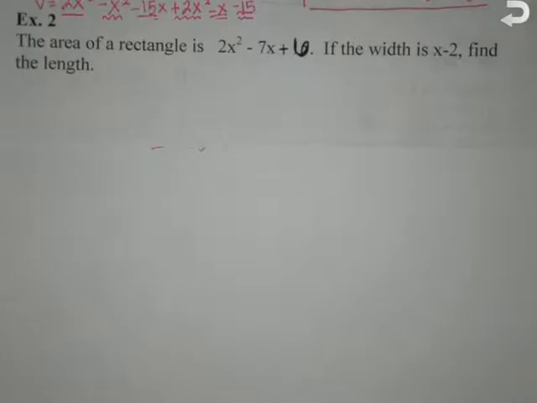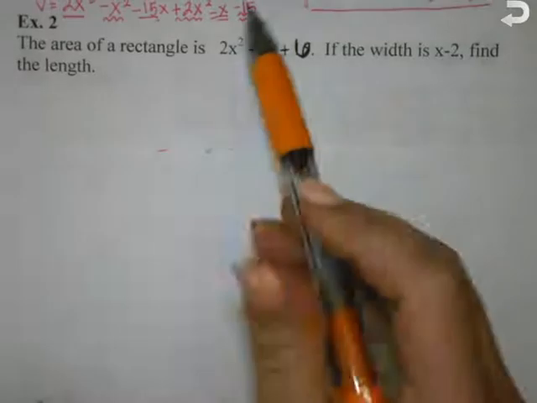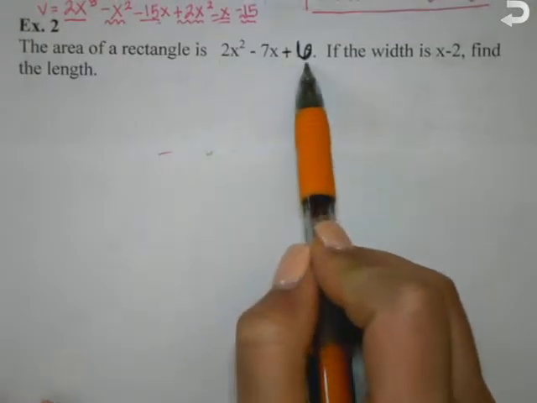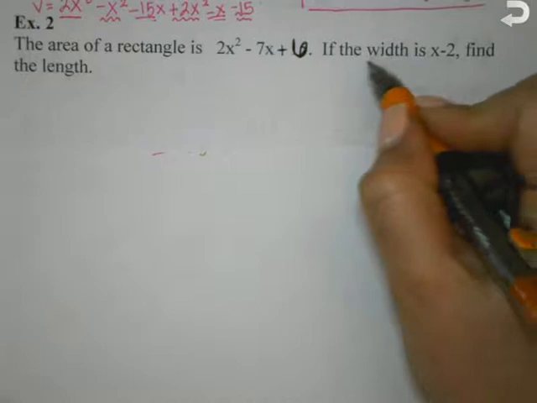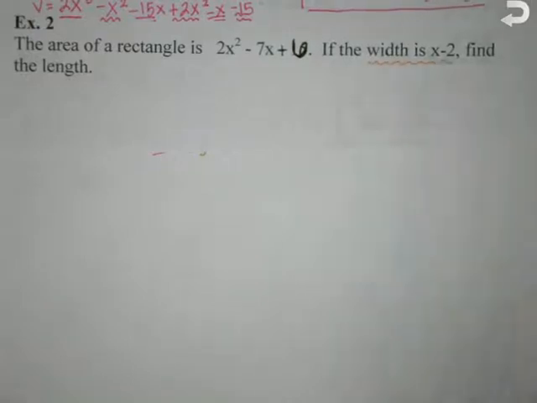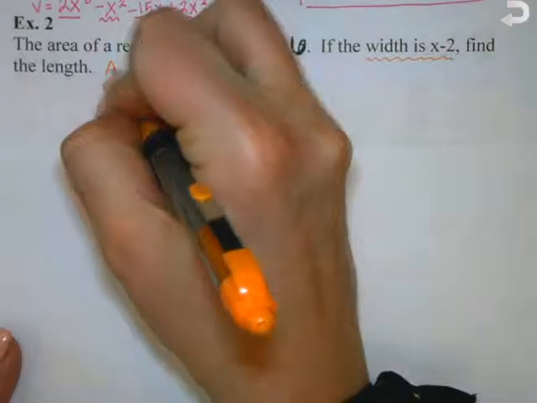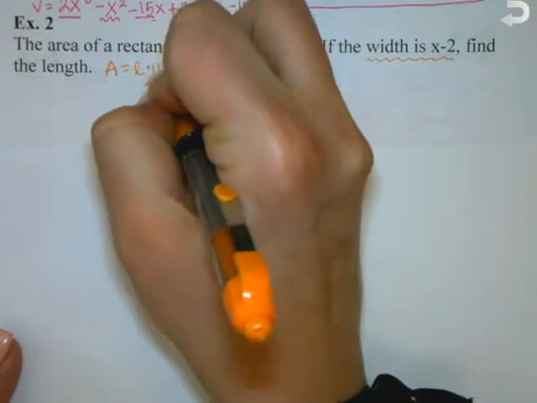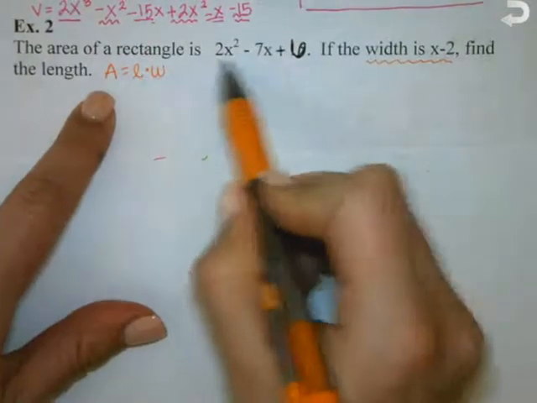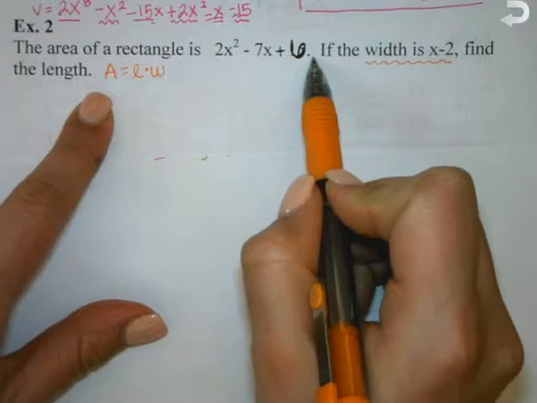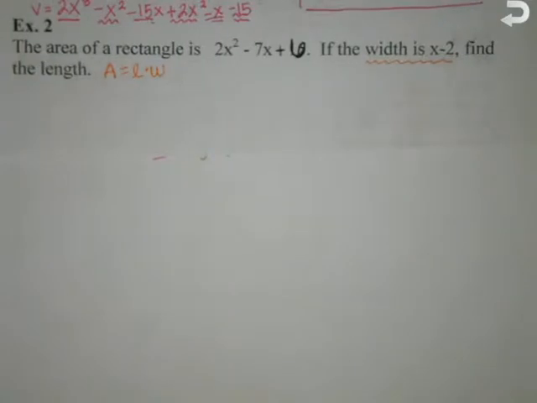All right, so problem number 2 tells us that the area of a rectangle is this, 2x squared minus 7x plus 6. We know what the width is, x minus 2, so they want us to find the length. They give us the area. Remember, area is length times width, right? So we know what the area is, 2x squared minus 7x plus 6. So we want to break it up so that we can see a distinct length and a width. So that means we're going to factor.